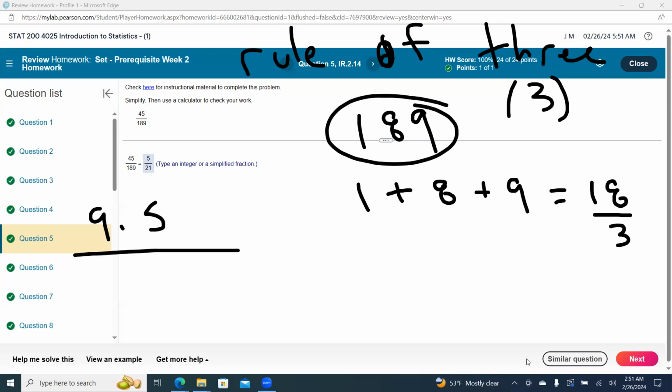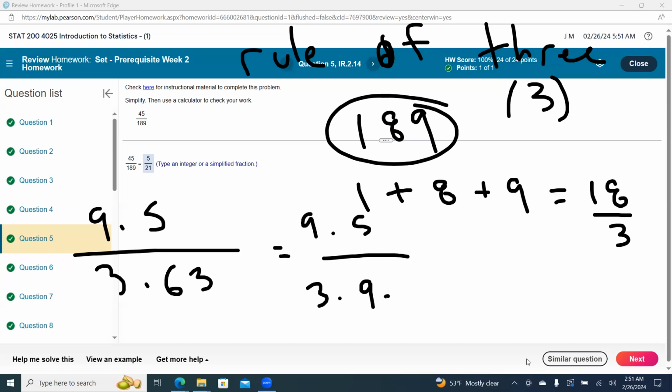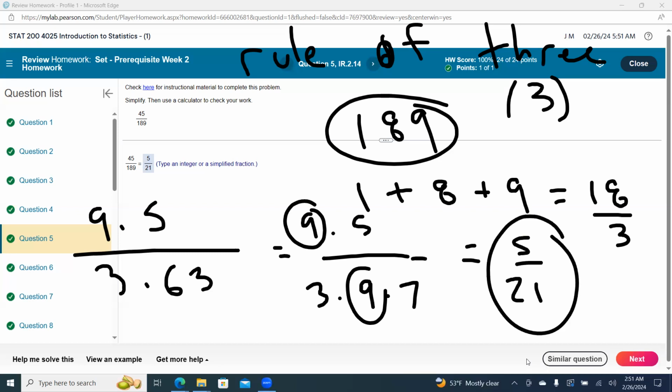But that's a 63, so that's a 3 times 63, which is going to be 9 times 5. That's a 3. What is 63? Is that a 9 times 7? So the 9s cancel. I see 5 over 21, which is what the answer is.